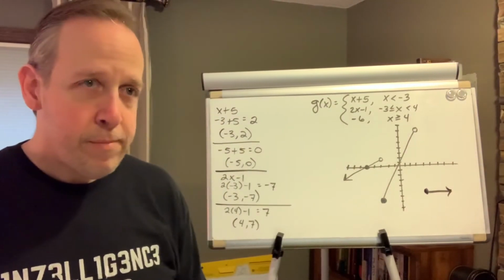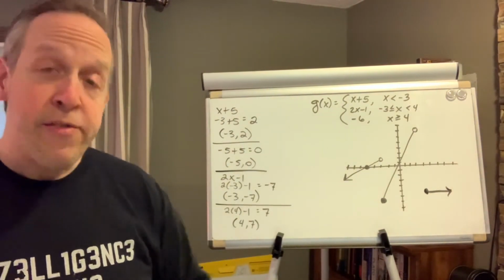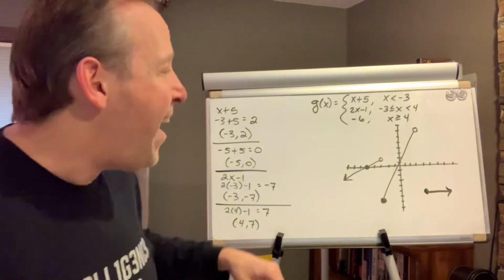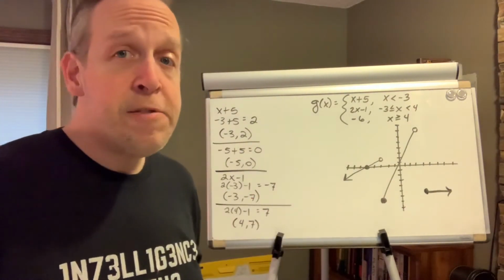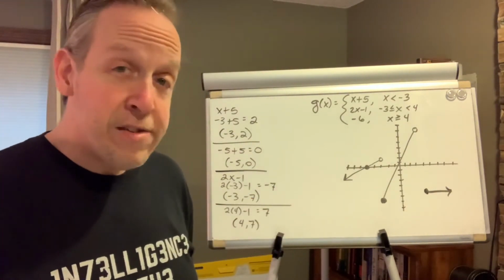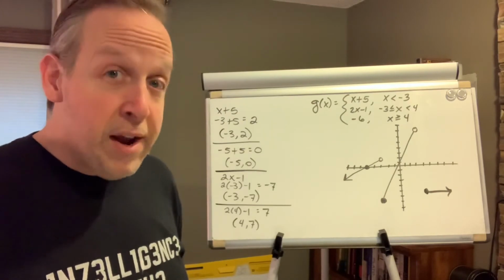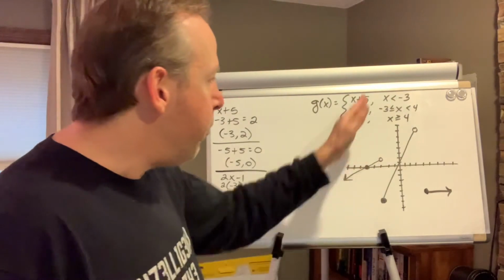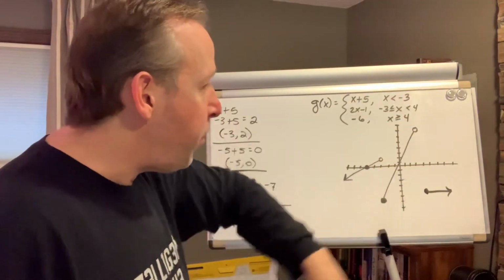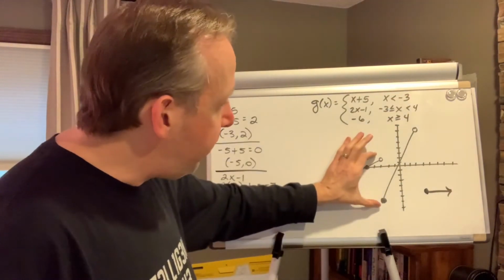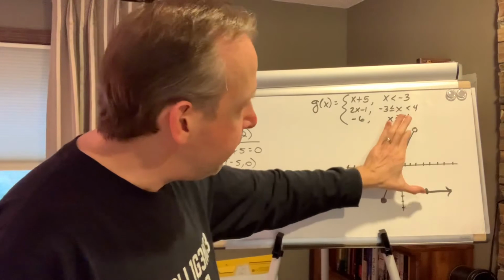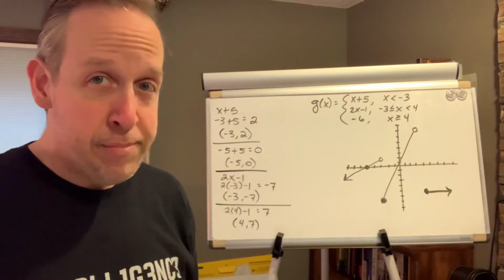That's it. Please again remember, it's a function. So it has to pass the vertical line test. If your graphs don't pass the vertical line test, it's not right. Okay? No vertical line can be drawn that would intersect twice. Here and there, open dot, closed dot, not a problem. Here and there, open dot, closed dot, not a problem. That won't be an issue.